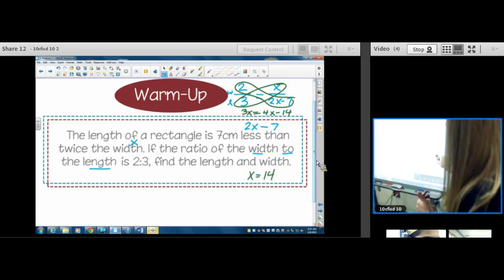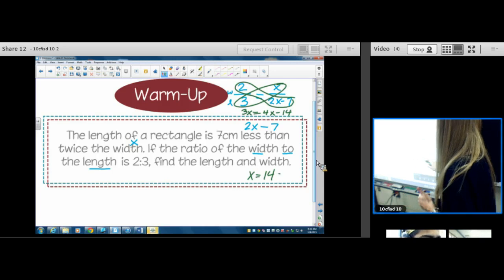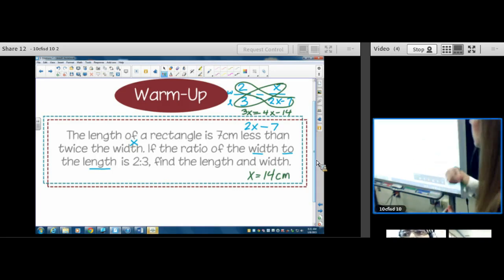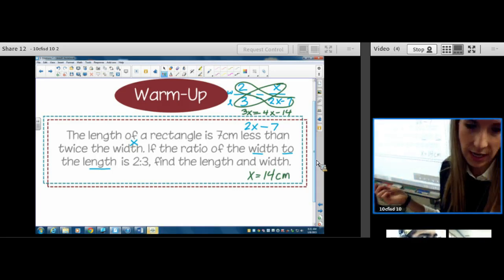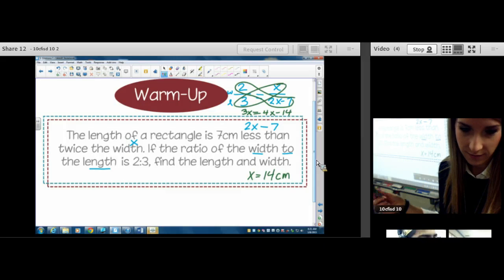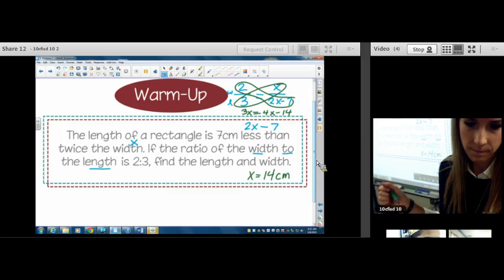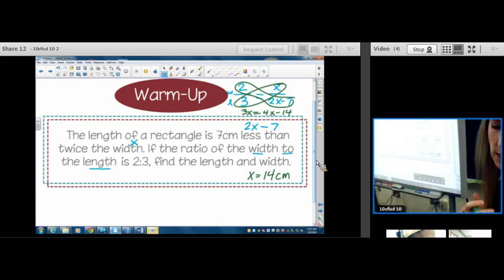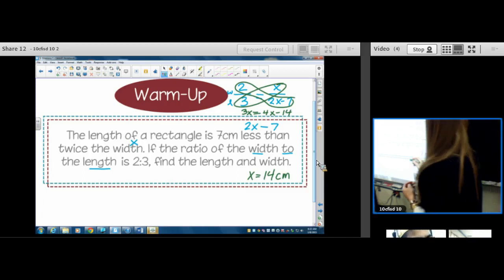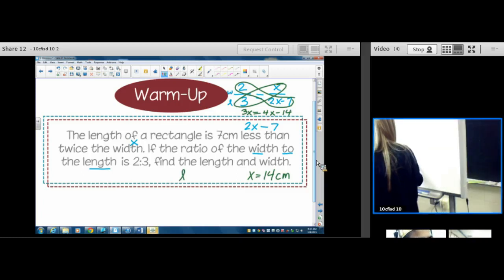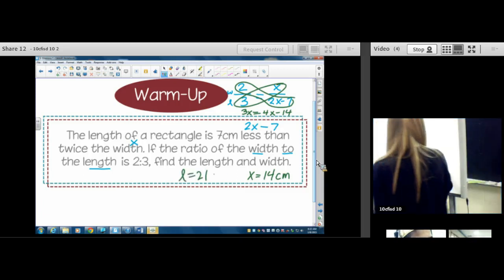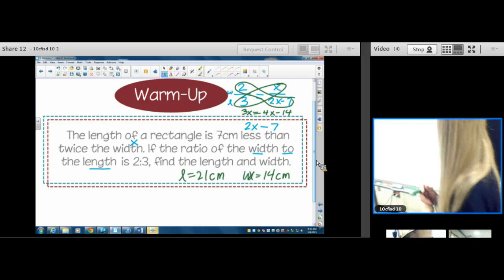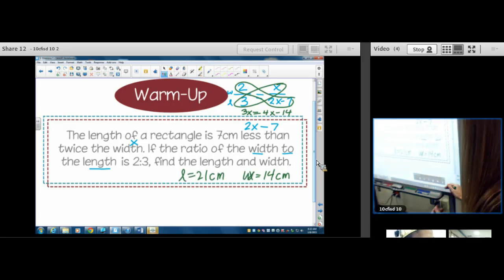We don't have units, centimeters, yes we do. 14 centimeters is the width, and then you do 2 times 14 minus 7 to get the height. So do you want to change your height? Very good. 2 times 14 minus 7, and we get 21. So the length is 21 centimeters, and that width, instead of x, I'll put w. The width is 14 centimeters.